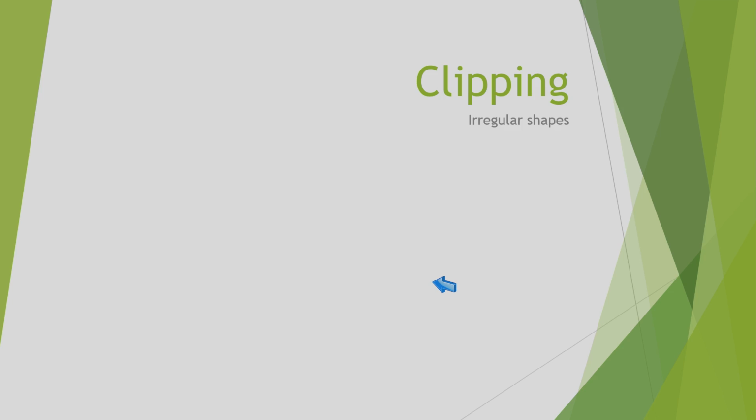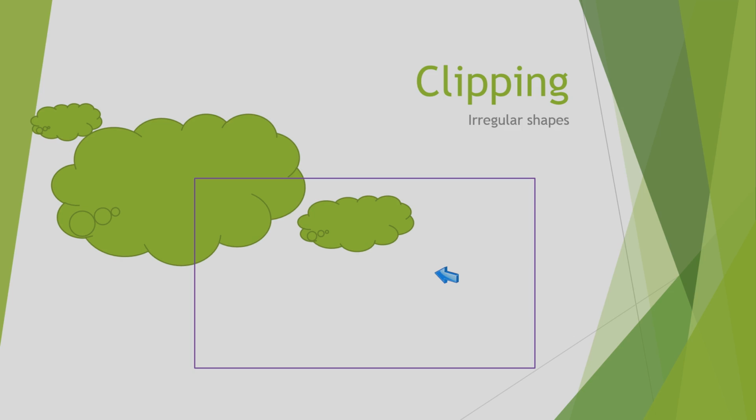Dear students, today we will learn to clip irregular shapes. Let's take this example where we have a rectangular clipping window depicted in purple color and irregular shapes depicted in this color. Now when you have to clip irregular shapes which have no mathematical notation like equations, in such a case we will enclose these irregular shapes into a bounding rectangle in this way.